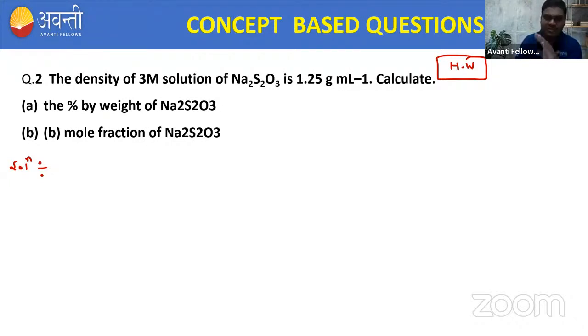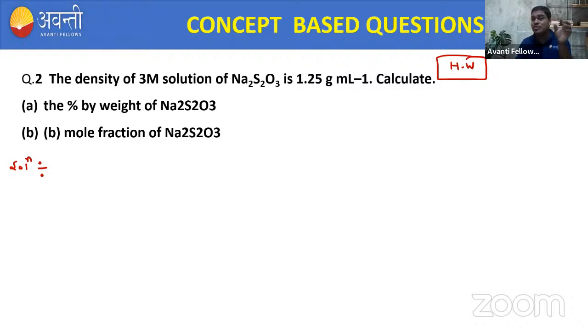Density of the 3 molar solution is given. You have to calculate the percentage by weight. So for the percentage by weight, what do you need? Mass of the solute over mass of the solution into 100. Mass of the solute you can calculate from the 3 molar solution, right?